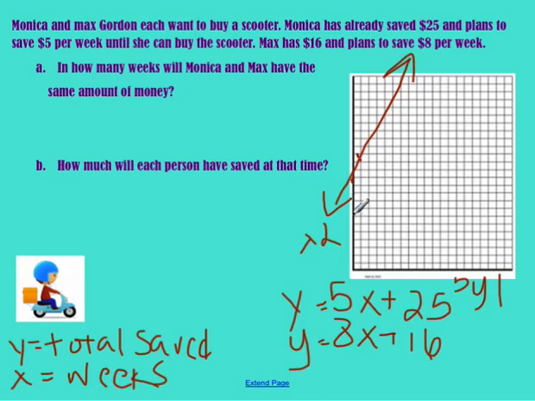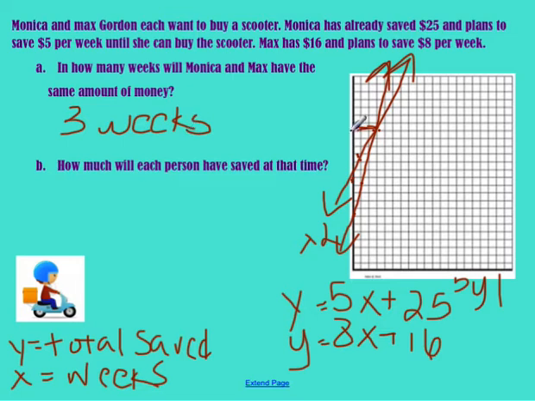So here's 16. Then I'm going up 8. So 2, 4, 6, 8 over 1 is here. So now I want to estimate that point in which they are crossing. So I'm going to look how many I'm going over. So I'm going over 3. So after 3 weeks, since X represents weeks, after 3 weeks, they'll have the same amount of money.